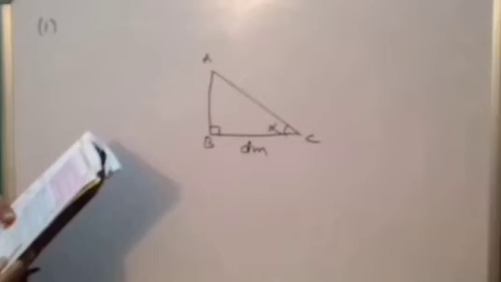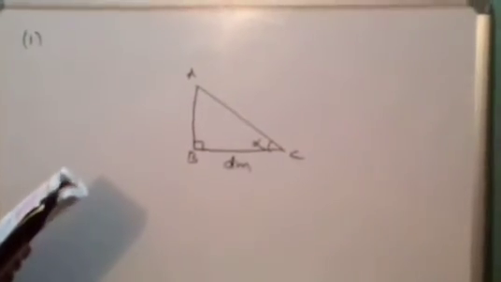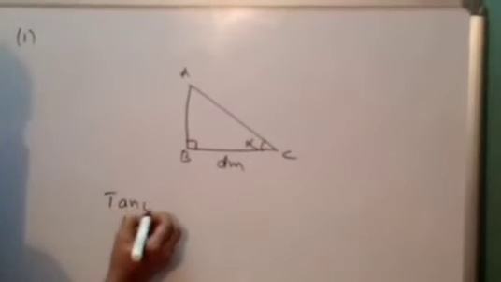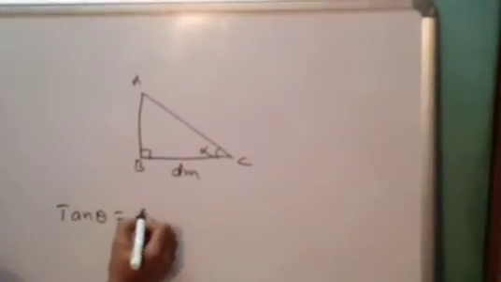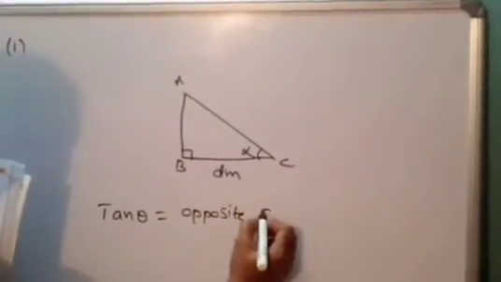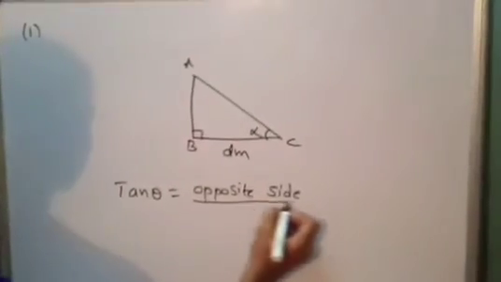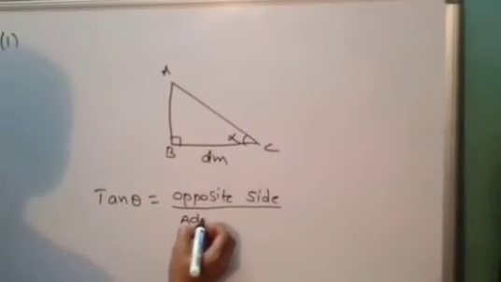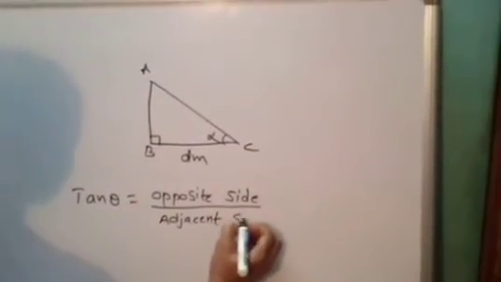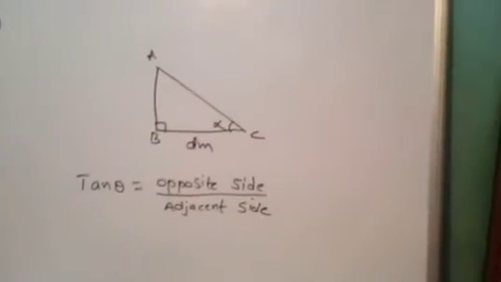In this, which trigonometric ratio would you like to consider to find the height of the building? Tan theta equal to opposite side by adjacent side. And next, second one.